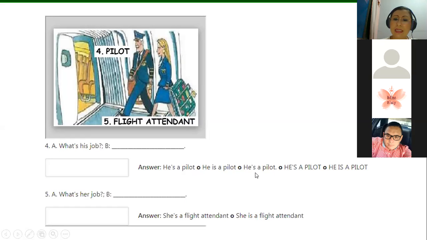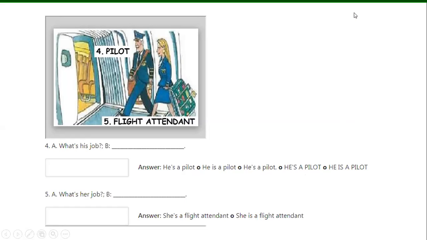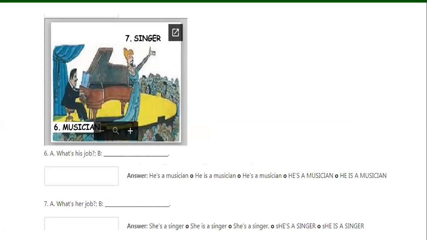And the other one is, he's a pilot again with a dot at the end, or he's a pilot with the contracted form, but all of them capital letters. And the last choice that you can write is, he is a pilot, all capitals with no dot at the end and full form. The next, what's her job is she's a flight attendant or she is a flight attendant in the full form. Next, six, what's his job? The possible answers, he's a musician with the contracted form. He is a musician, the full form. He's a musician, again, contracted. Here, he's a musician, contracted with capital letters, or he is a musician, capital letters with no contraction.